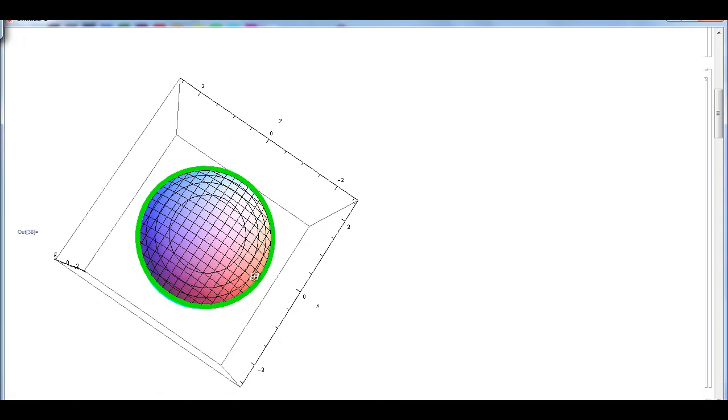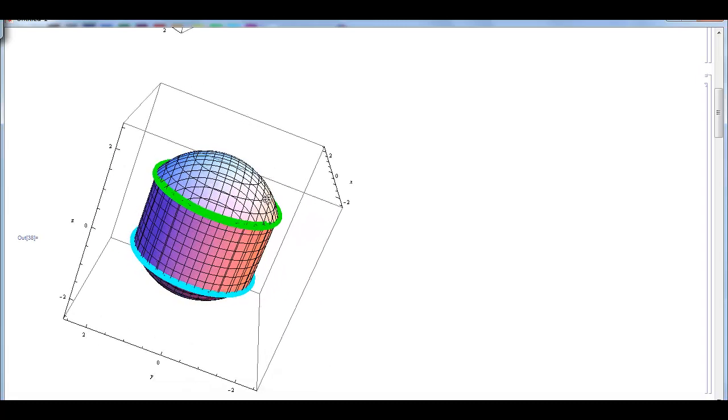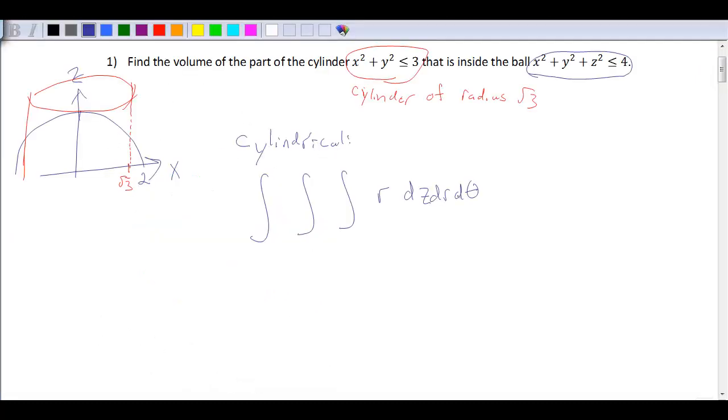So r is going to go from 0 to square root of 3, which is the radius. Theta is going to go from 0 to 2 pi to get one full revolution here. So my bounds, here, theta, that's 0 to 2 pi. I'm rotating it all the way around.